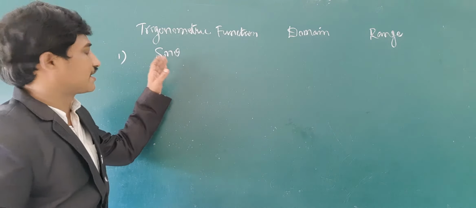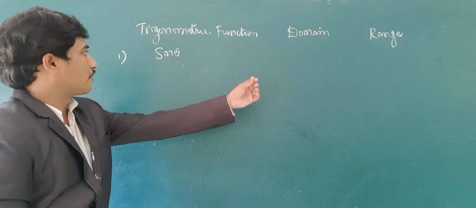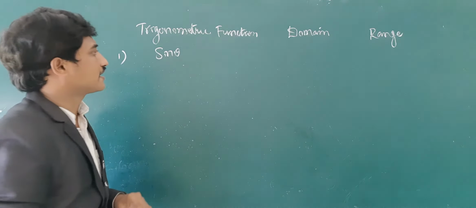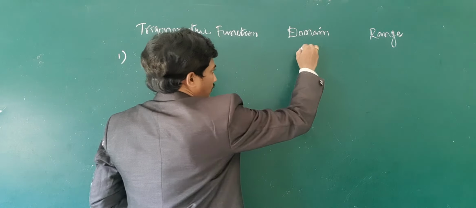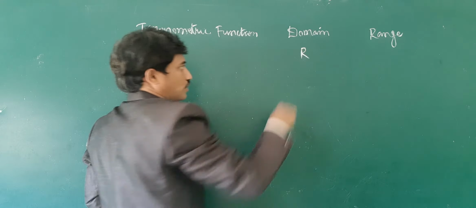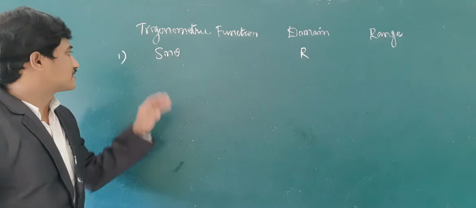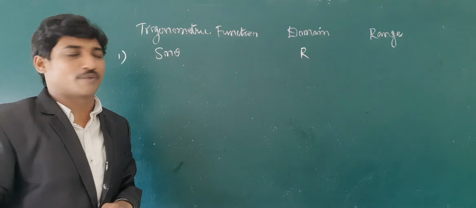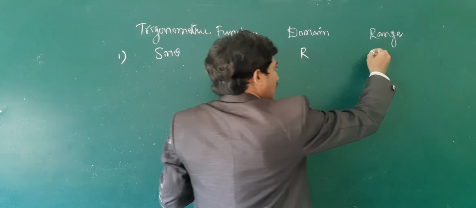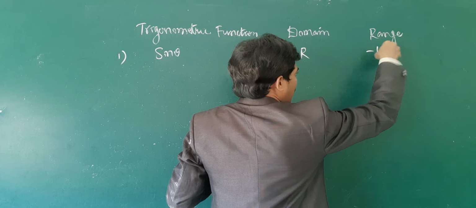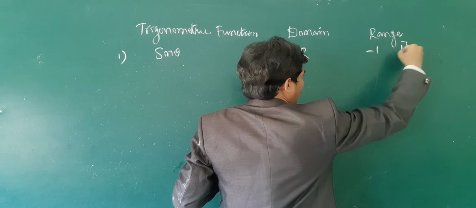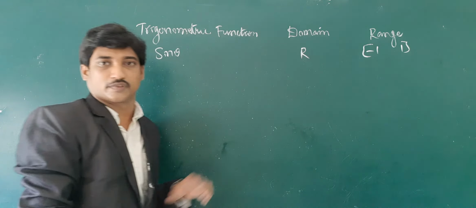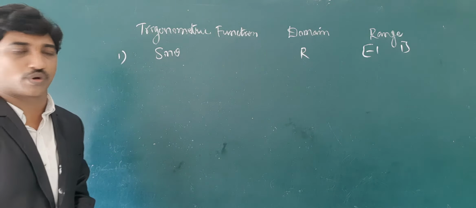Sin theta is y by r. Theta takes any real number, so theta belongs to R. The maximum value of sin theta is 1 and the minimum value is minus 1. Sin theta takes values between minus 1 and 1. Range is minus 1 to 1.